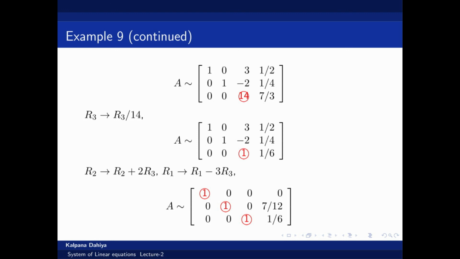So there are 3 pivot elements. We can see I have circled them, and all other entries in these columns except the pivot 1 are zeros. So this is the matrix in row canonical form.